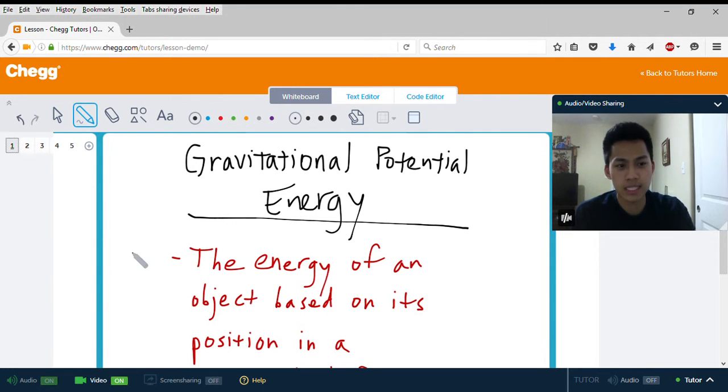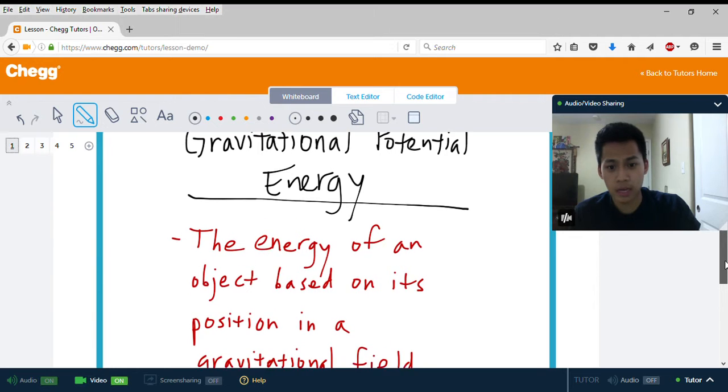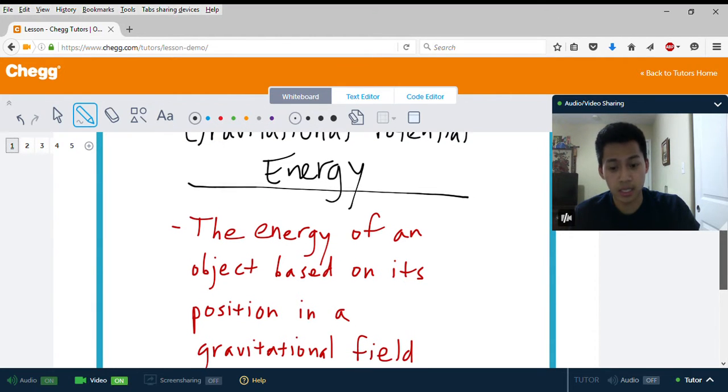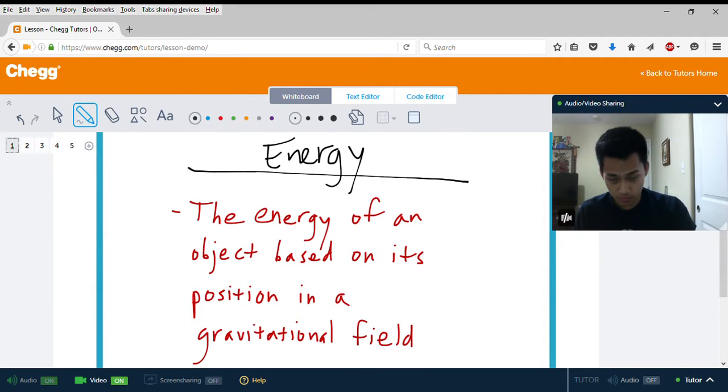Today we will be covering a pretty basic topic of gravitational potential energy. As you know, if you're taking a physics course, there are different types of energy. There's kinetic energy, electrical, and there's potential energy, more specifically gravitational potential energy. The formal definition of gravitational potential energy is the energy of an object based on its position in a gravitational field. So it's a pretty basic idea.